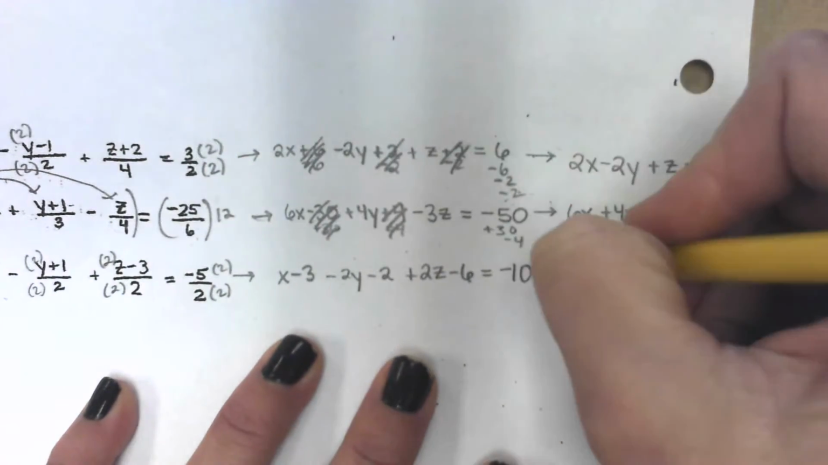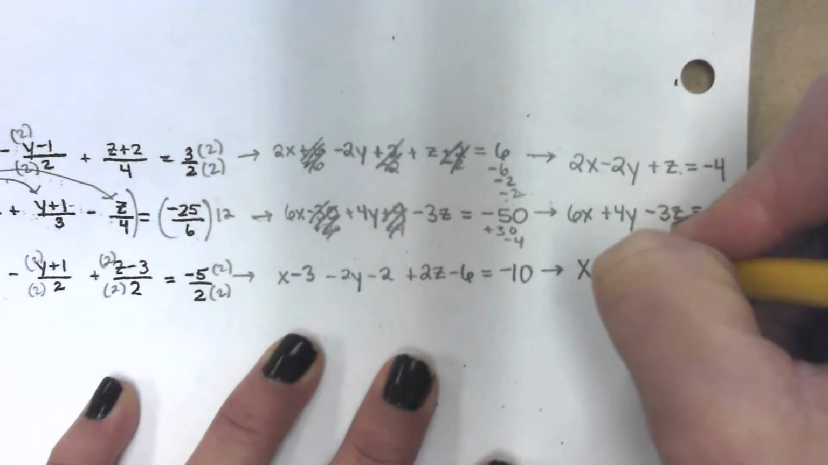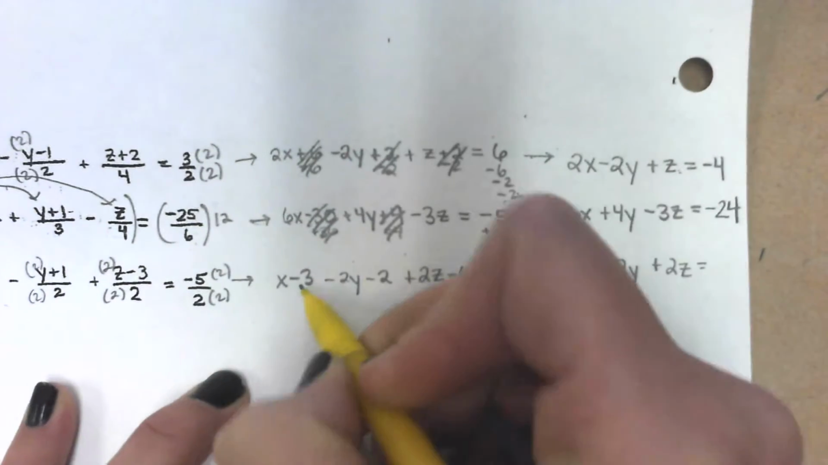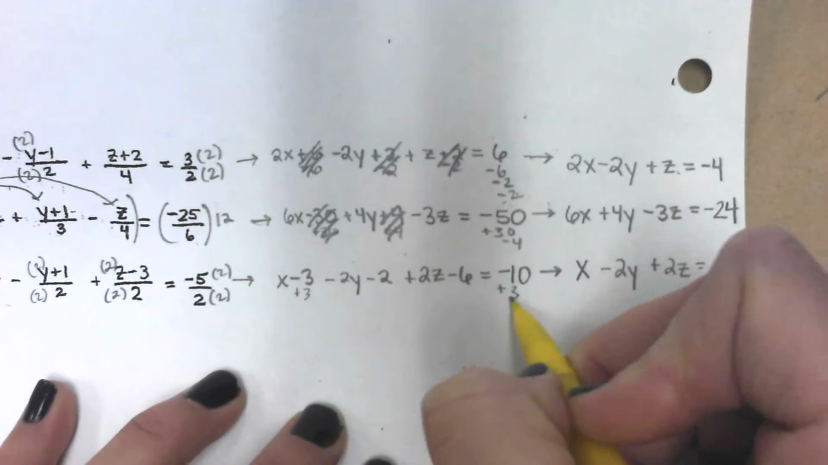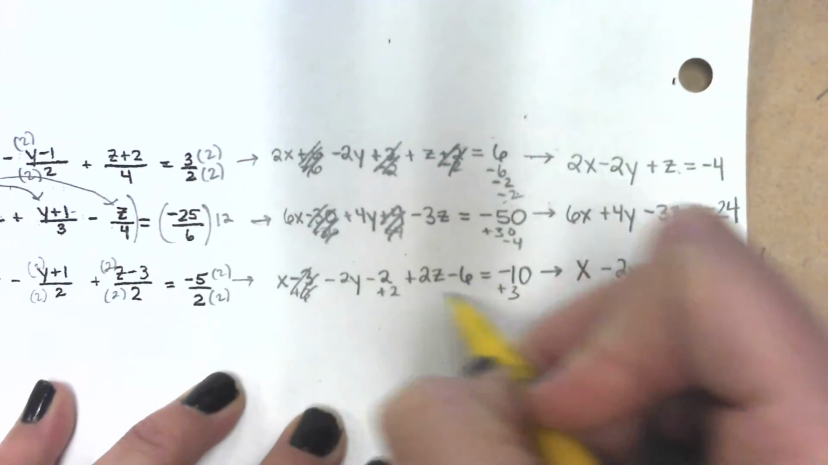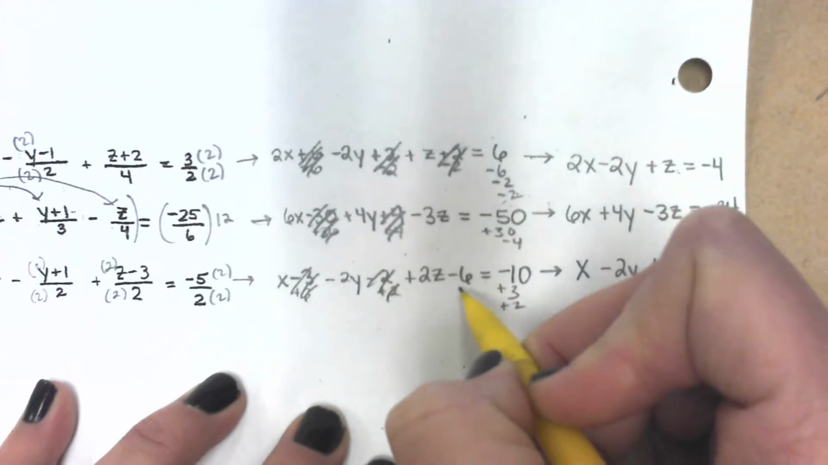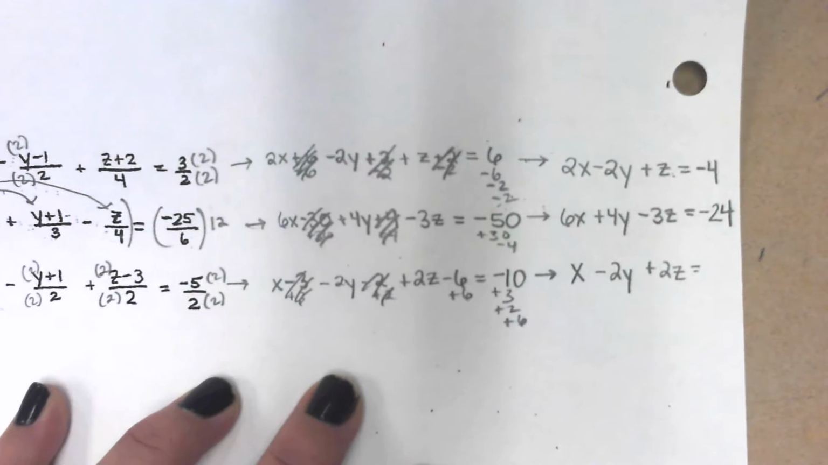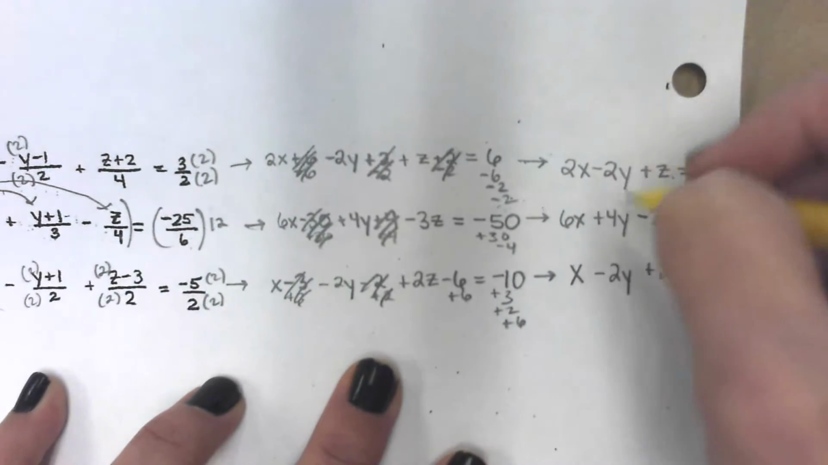When I clean that up, I get x minus 2y plus 2z equals, I have to add over a 3, add over a 2, and add over a 6. So that's negative 10 plus 11 at the end of the day, which is just 1.